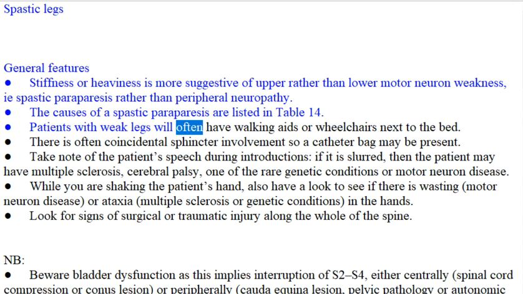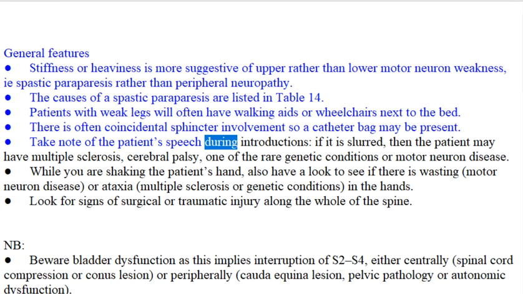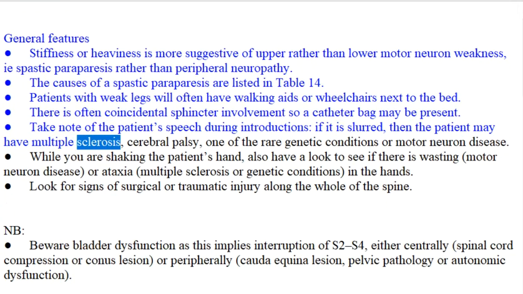Patients with weak legs will often have walking aids or wheelchairs next to the bed. There is often coincidental sphincter involvement, so a catheter bag may be present. Take note of the patient's speech during introductions. If it is slurred, then the patient may have multiple sclerosis, cerebral palsy, one of the rare genetic conditions, or motor neuron disease.